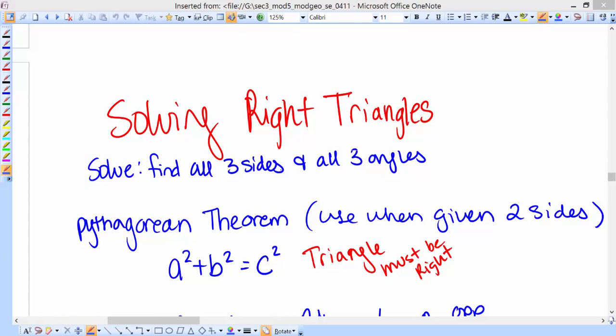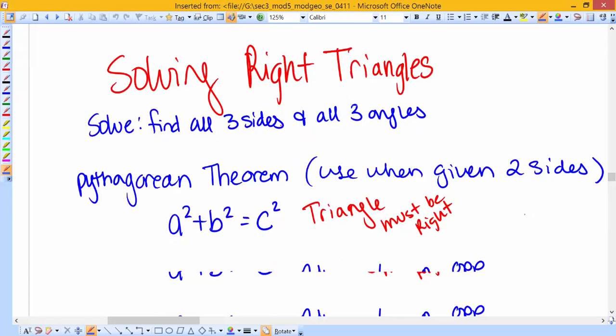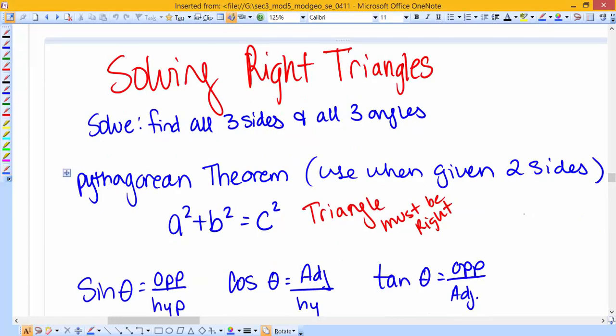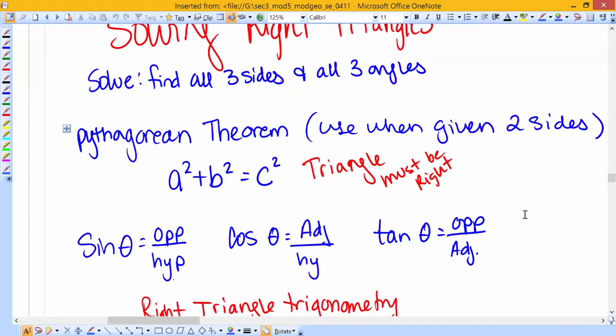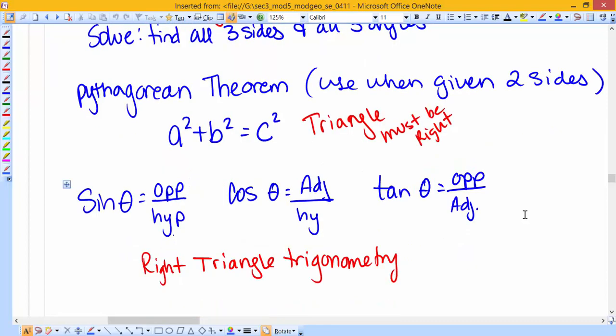So all this we already wrote down today. So we have solving right triangles. You're identifying all three sides, all three angles. Pythagorean theorem you can use when you have two sides and you want to find the third. And then we have SOHCAHTOA. This is all stuff you should also add to your foldable.